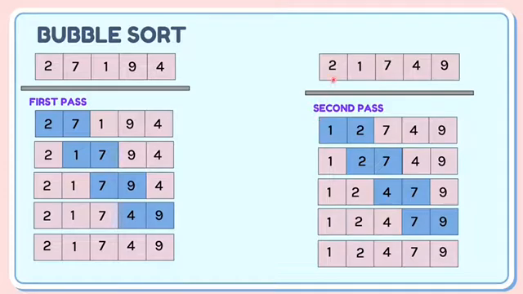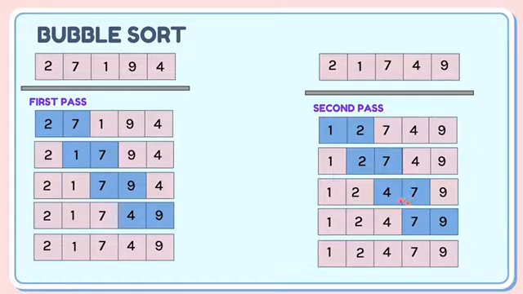So we compare 2 and 1. 2 is larger than 1, so we will swap places. And we compare 2 and 7. It is located in the right place, so we don't have to swap it. And we compare 7 and 4 here. 7 is larger than 4, so we have to swap their places here.